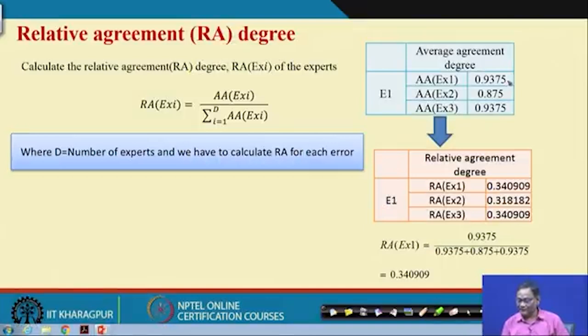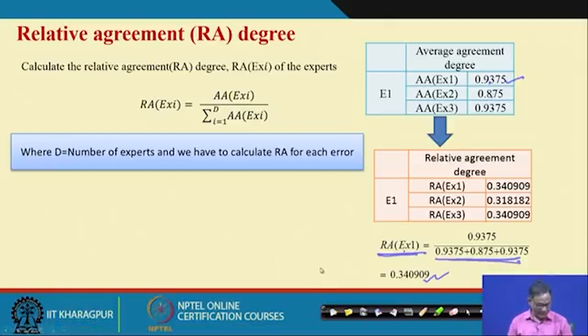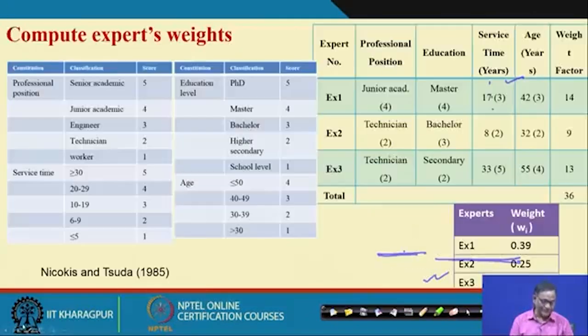What is the agreement for the first one? 0.9375. What is the sum, this plus this plus this? So, the denominator is the sum of all those agreements. The numerator is that concerned expert's agreement. Then the relative agreement for expert 1 is this. This is done so that ultimately the relative agreement of all the experts will sum to 1. So, this is our, now we will go for the next step.